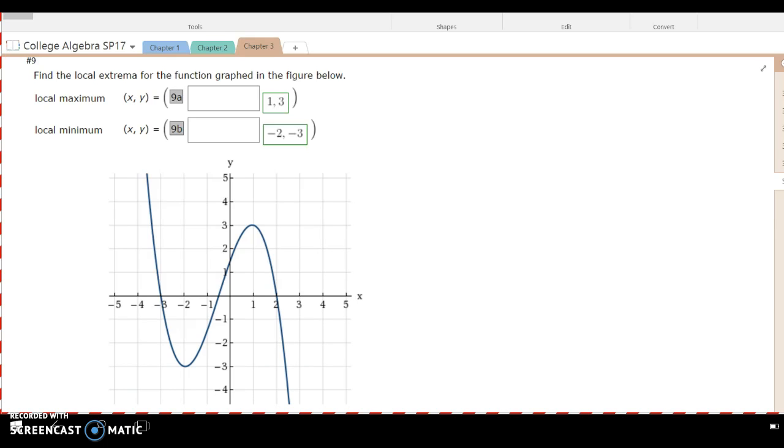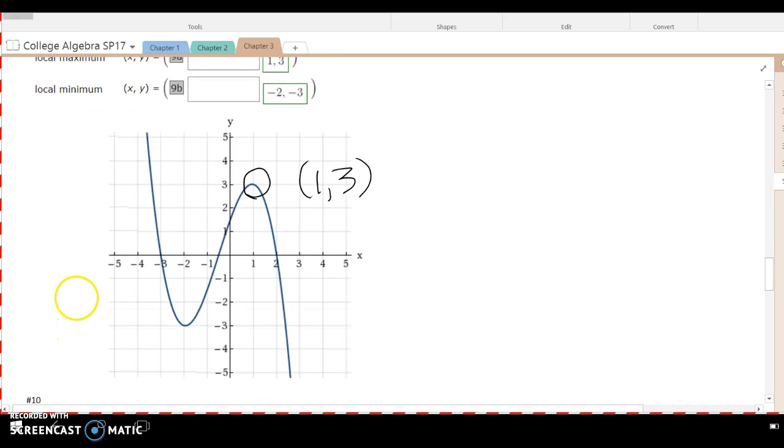So if I'm looking for a maximum, that's going to be where the graph tops out, and it looks like that's happening right here, and that's at the ordered pair (1, 3). And then for your local minimum, that's going to be down here, and our ordered pair for that is (-2, -3). So those are your local maximum and minima.